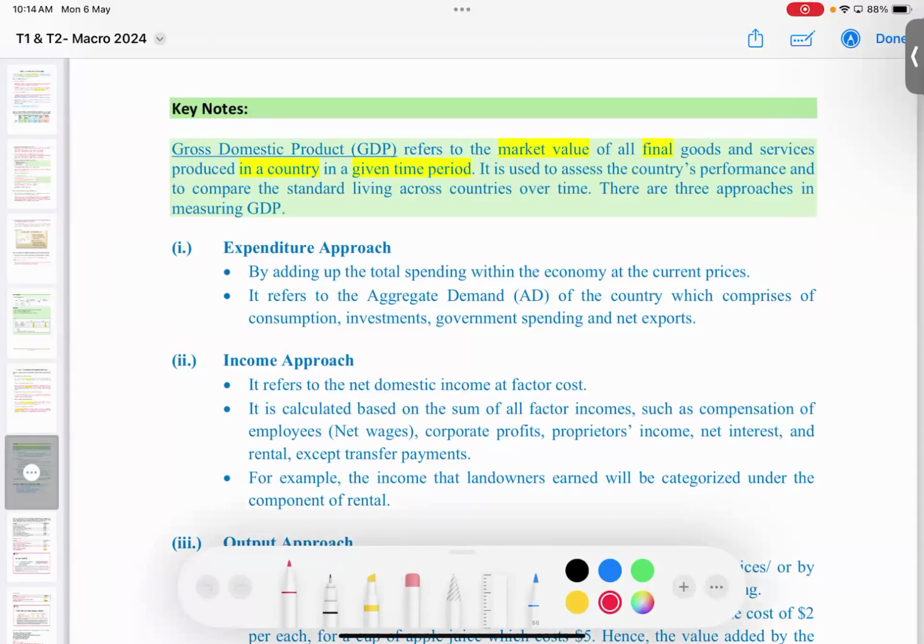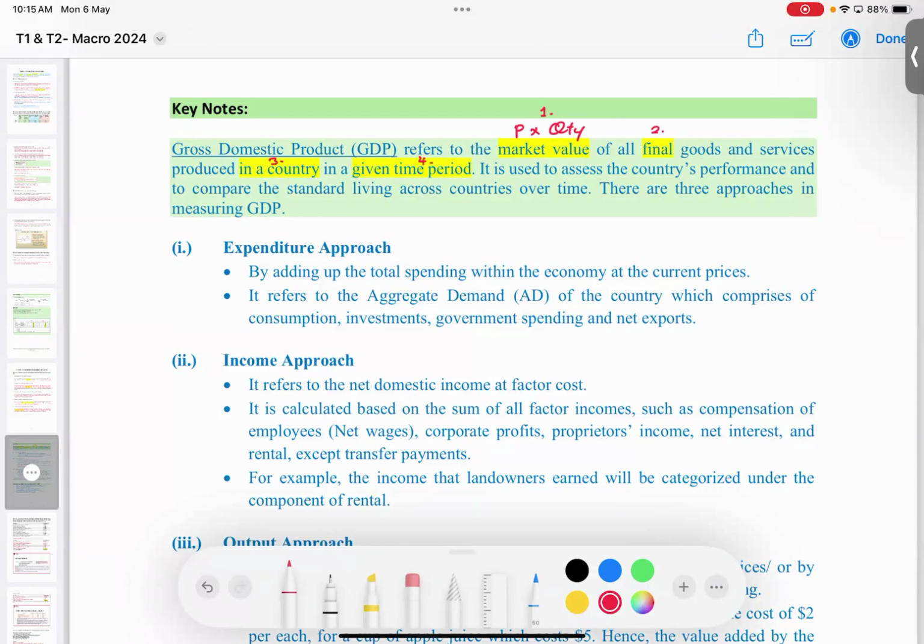Market value means you use the price times the quantity, right? So that's what you learned in the previous lesson. So that's the first term, okay? Market value of all final goods and services. So we are referring to the final goods and services. That means completed products, okay? Produced in a country, that means we look into a country itself in a given time period, that means in a year, okay?